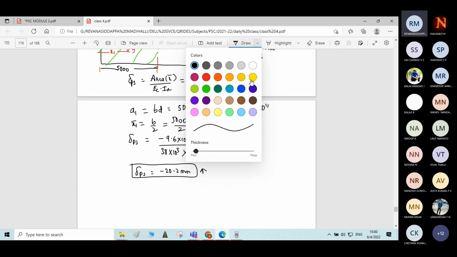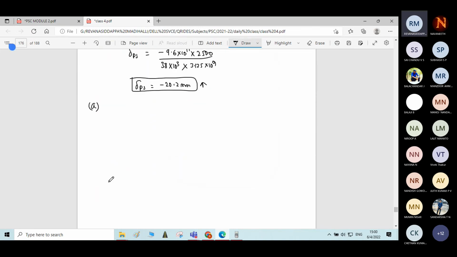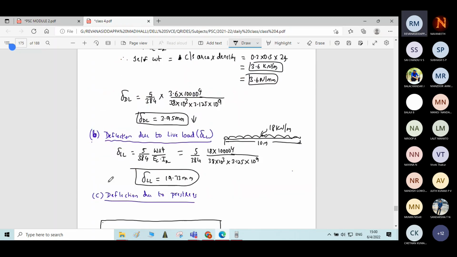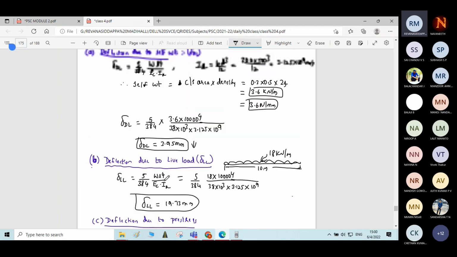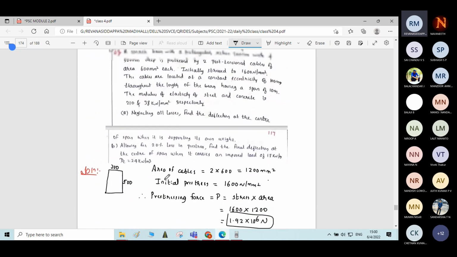Okay, no problem. Question A. So net upward deflection is equal to. So we have to find net upward deflection only when it is supporting its self weight. Okay, self weight and the prestress.